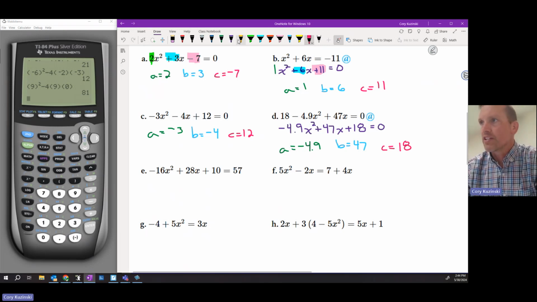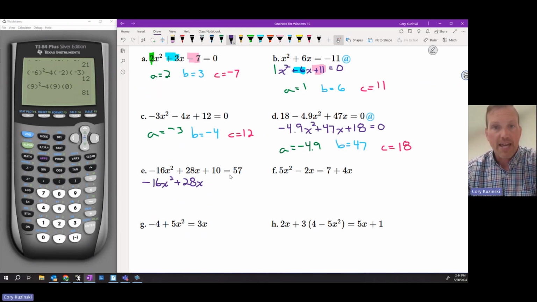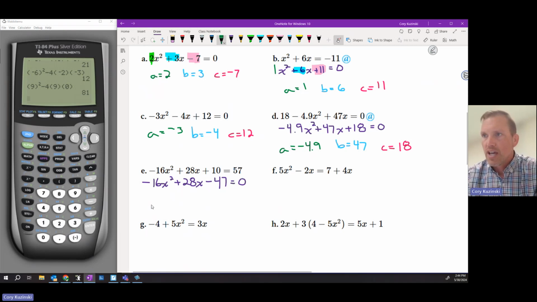This one is not written in general form. We got to write it in general form. How about negative 16x squared plus 28x? And then when I subtract 57 from both sides, 10 minus 57 is negative 47. And that'll leave 0 on the right. So now we can answer this question. A is negative 16. B is 28. And C is negative 47.